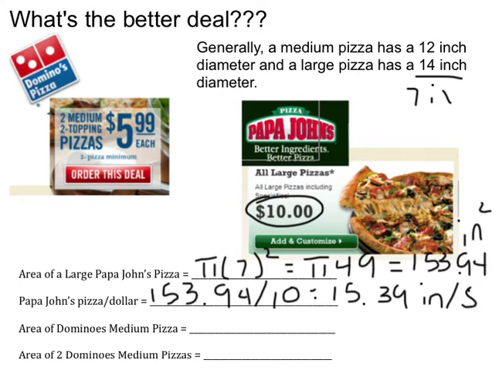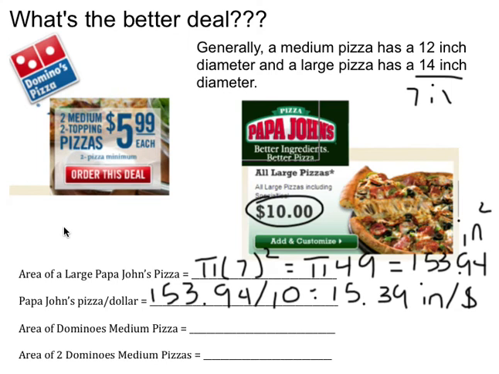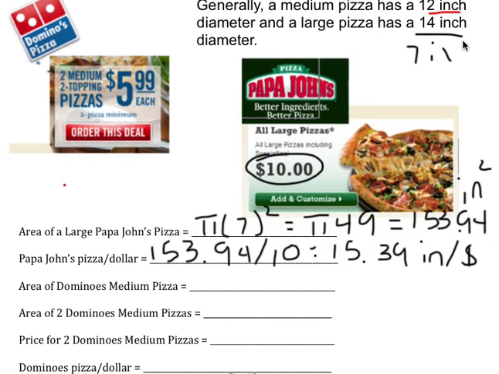Now, let's go ahead and do the same with Domino's. So first we want to calculate the area of a Domino's pizza. Okay, a medium pizza is only 12-inch, which means that the radius is only 6 inches. So the area of a Domino's pizza, we're going to do pi times 6 squared. So that's going to be equal to pi times 36. So then in my calculator, I'm going to type 36 times pi.